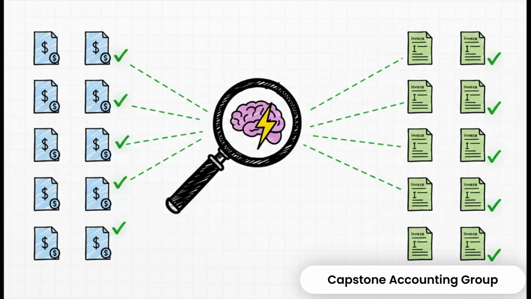But it gets even better because the matching part is actually pretty smart. There's an auto match feature that does the boring work for you. It looks for the obvious pairs, same date, same amount, and just matches them up automatically. It just clears out all the easy ones in a flash.